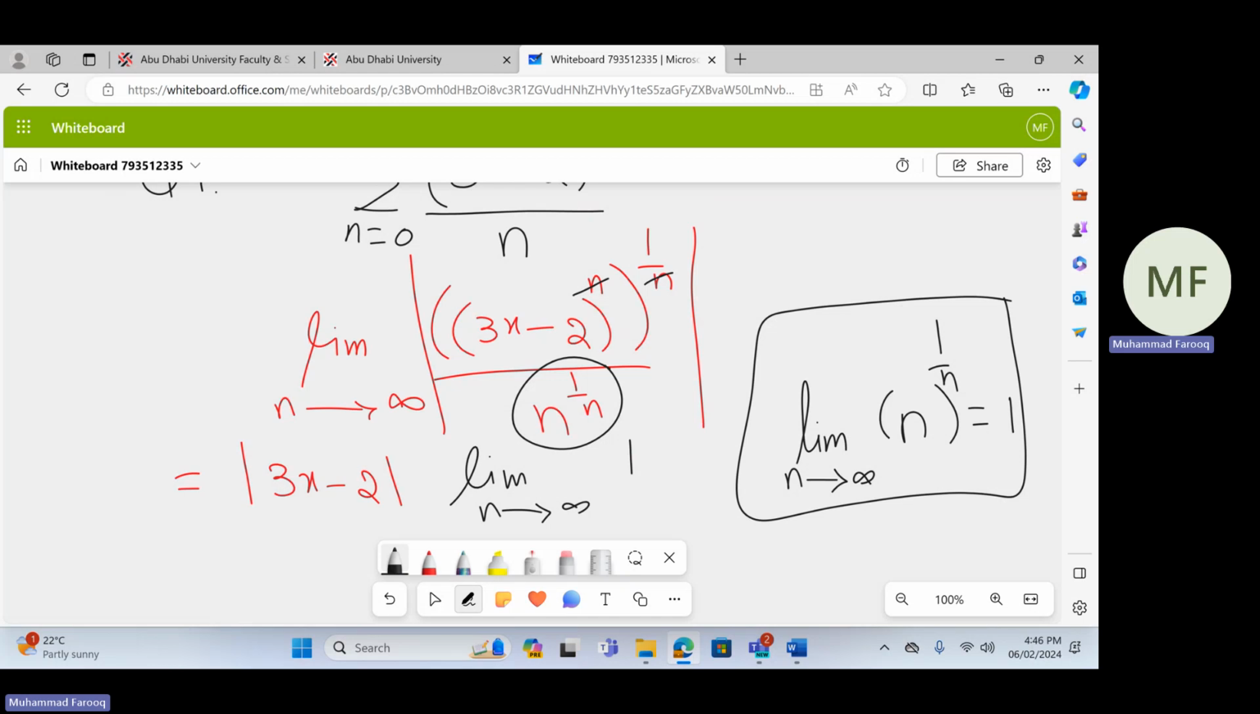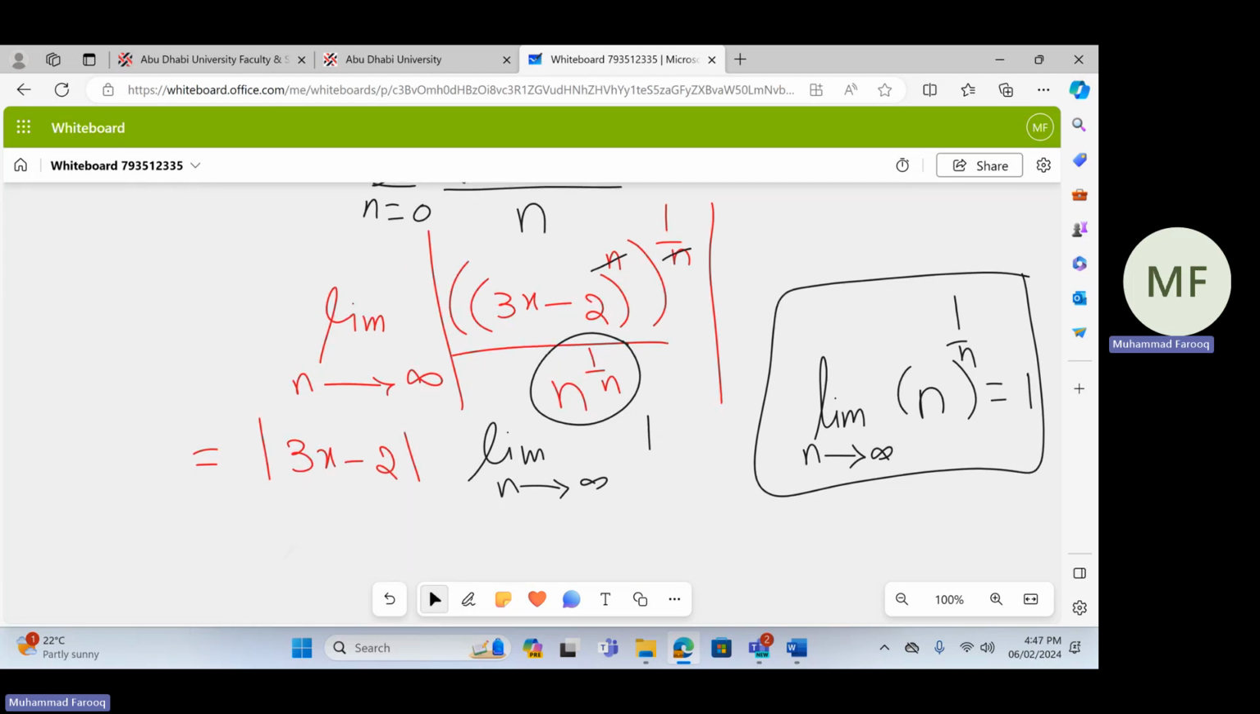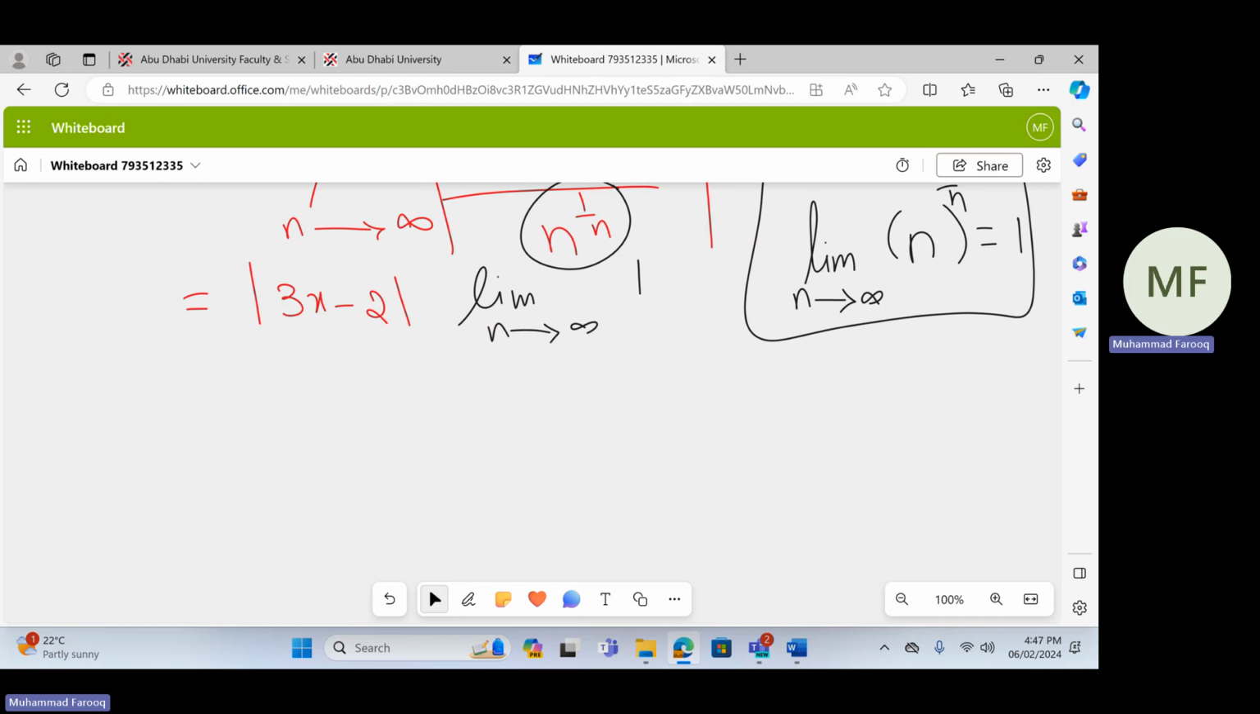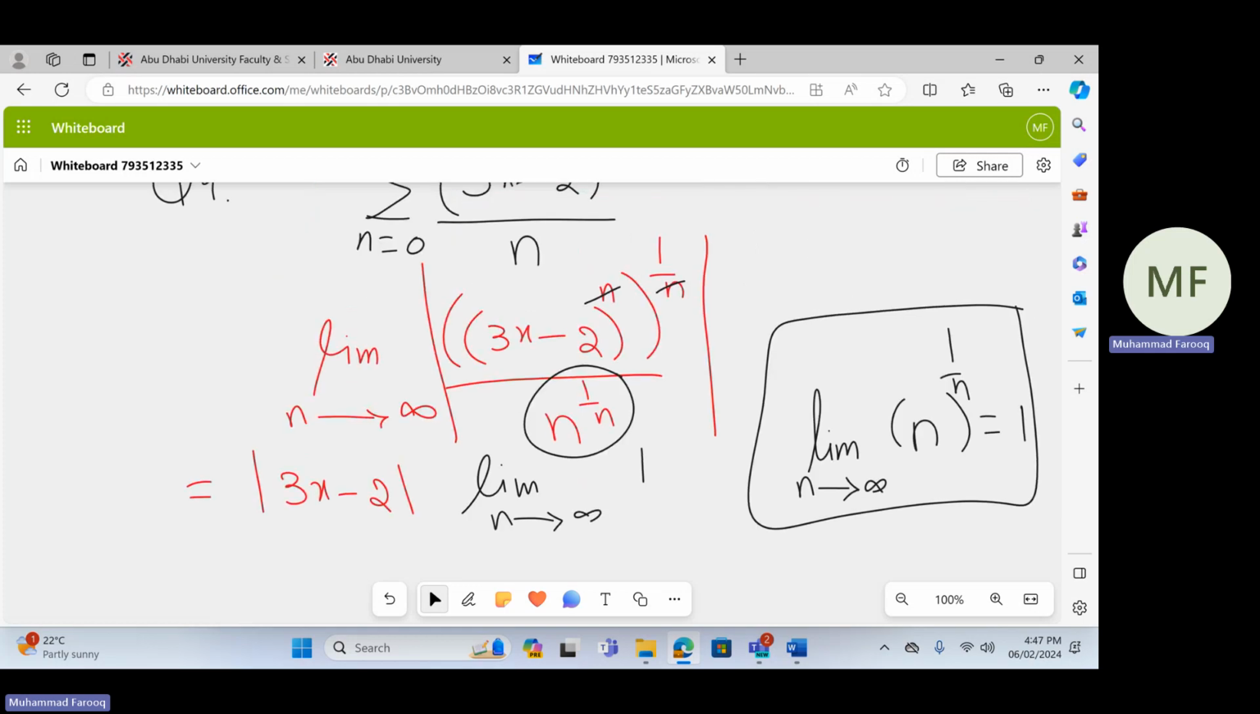So basically the root test gives you the output absolute value of 3x minus 2. The answer is not 0 and not infinity. It's not case 1 and not case 2, it's case number 3. How do we deal with case number 3? The requirement is the same. We need part A, the interval of convergence; part B, the radius of convergence; and part C, on which x values this power series converges conditionally.